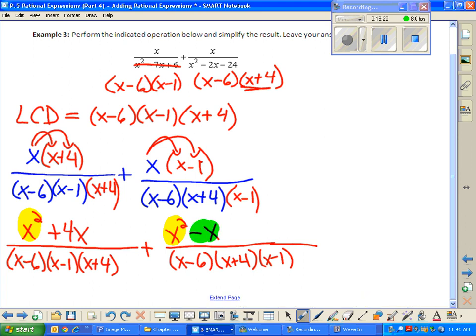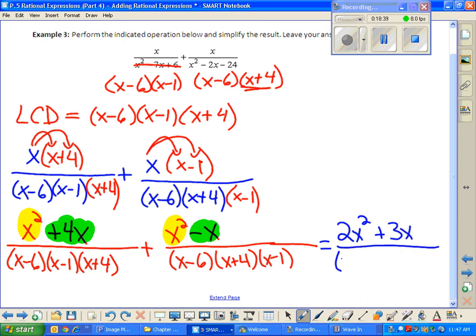And then I have a negative x here and a positive 4x there. So I'll put those together because they have the same variable part. x squared plus x squared is 2x squared. Positive 4x and negative x is positive 3x.